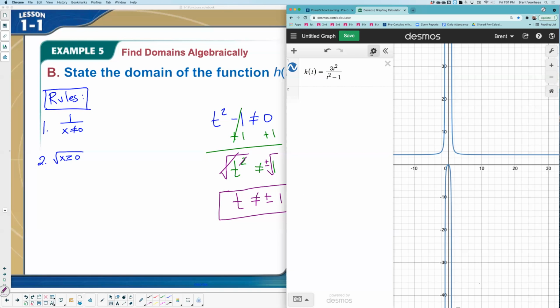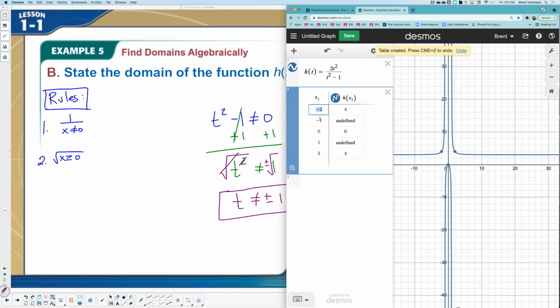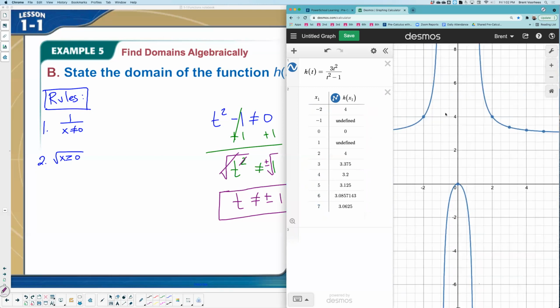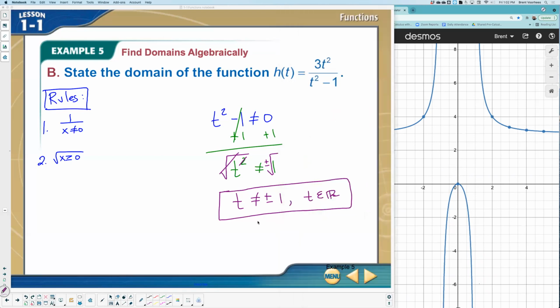Let's check it out. I'm going to do a table at positive 1 and negative 1. What does it say? Undefined. And look, I could add a whole lot more numbers. The only 2 breaks are at negative 1 and positive 1. That's where this graph is broken apart. At negative 1 and positive 1, this graph breaks apart, and that's where the breaks are. We did the math correctly.